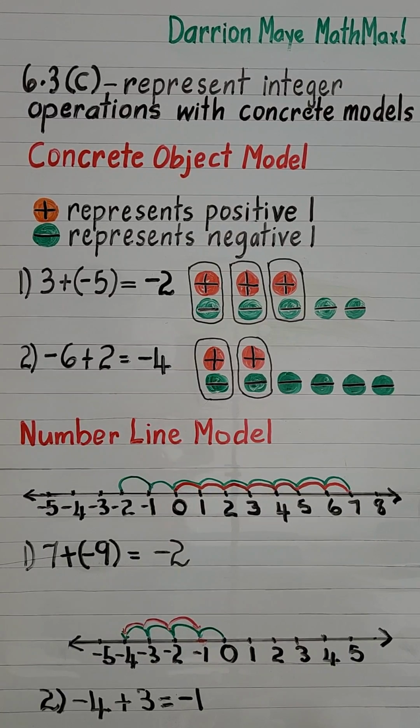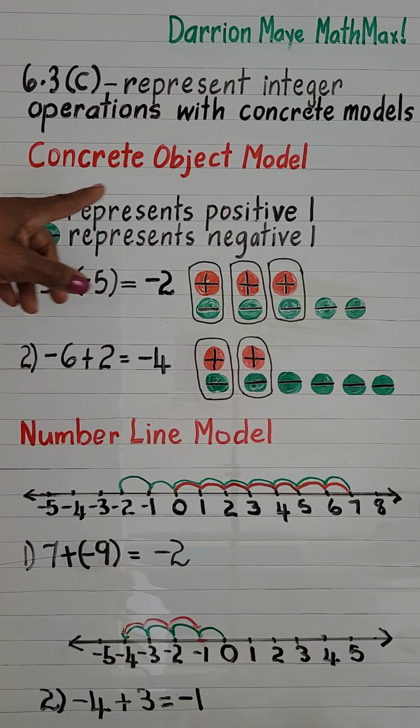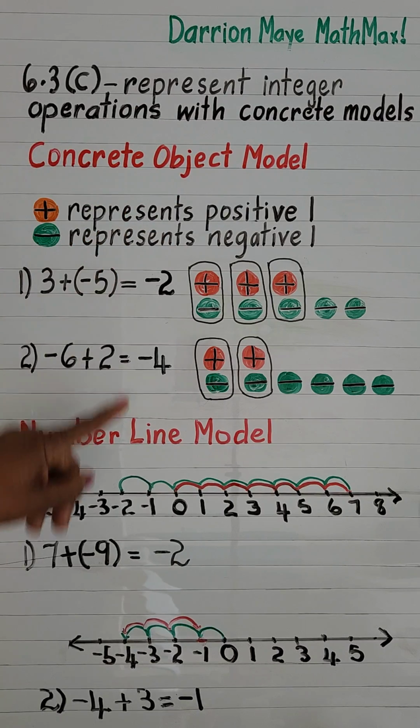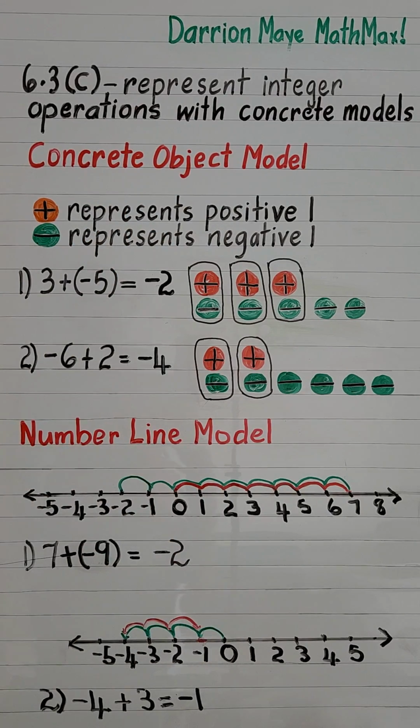And that's it for today on how to represent integer operations with concrete models. And we looked at 2 models, the concrete object models and the number line model.